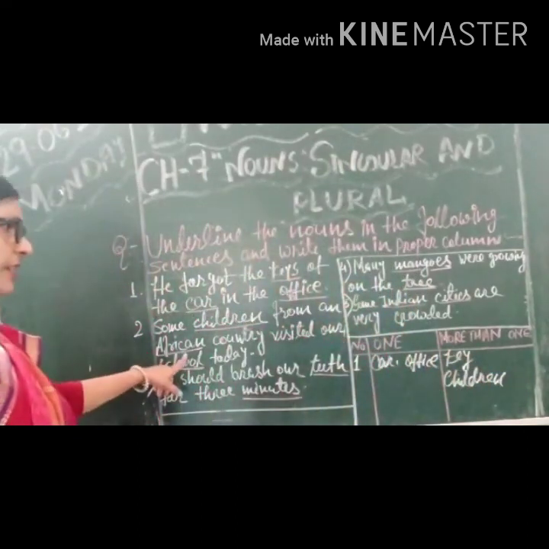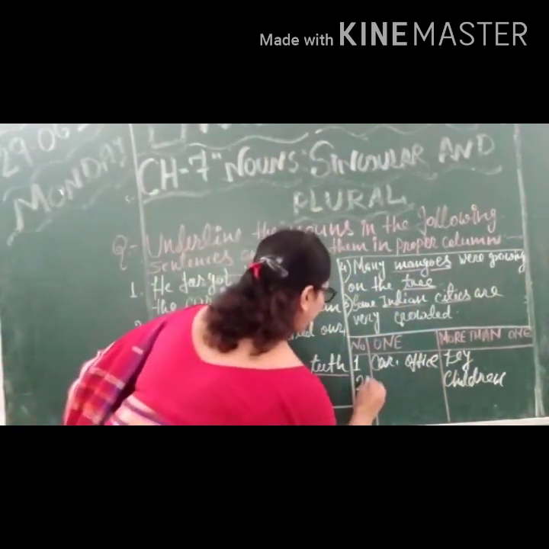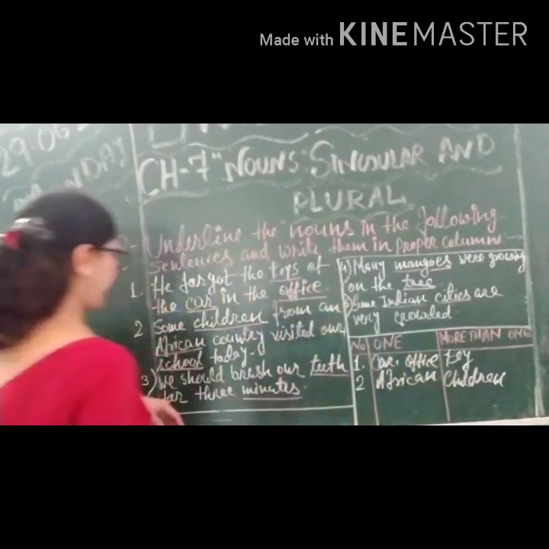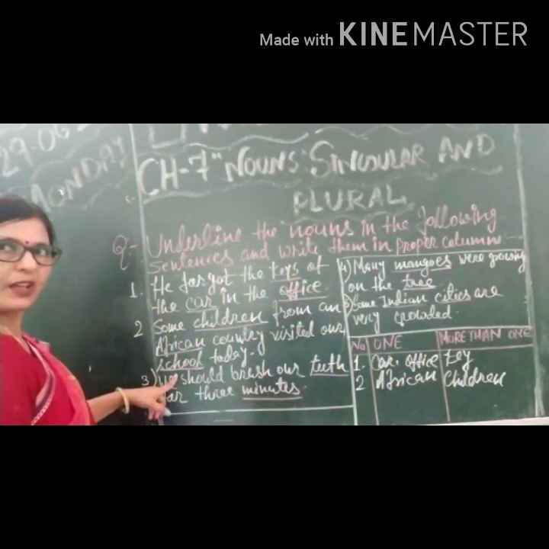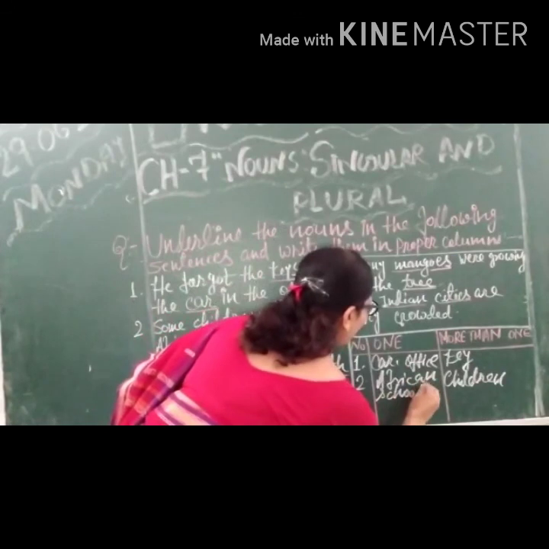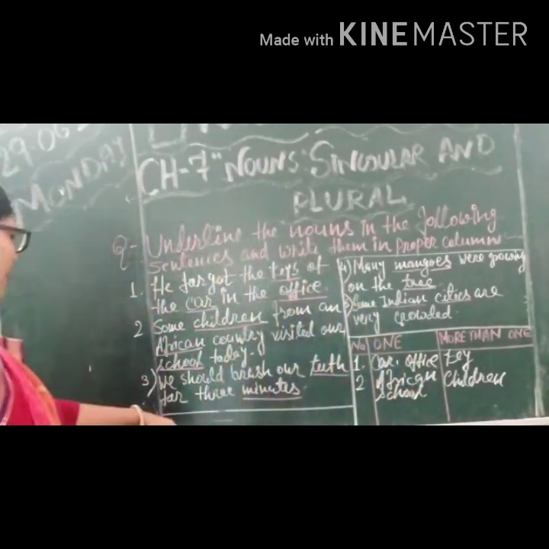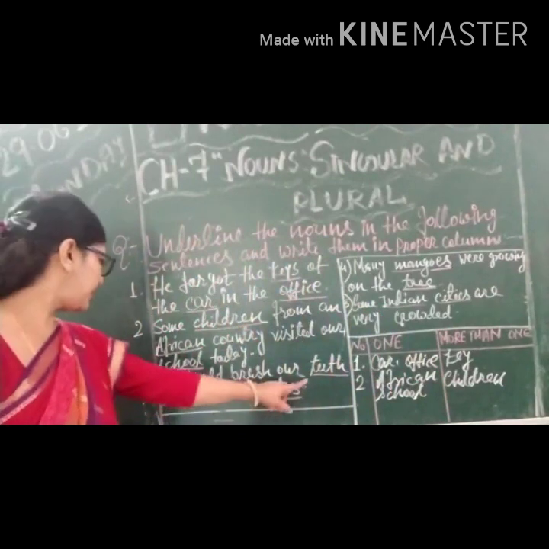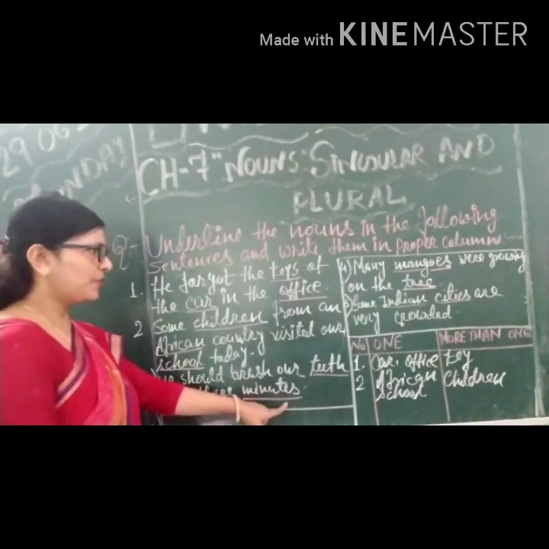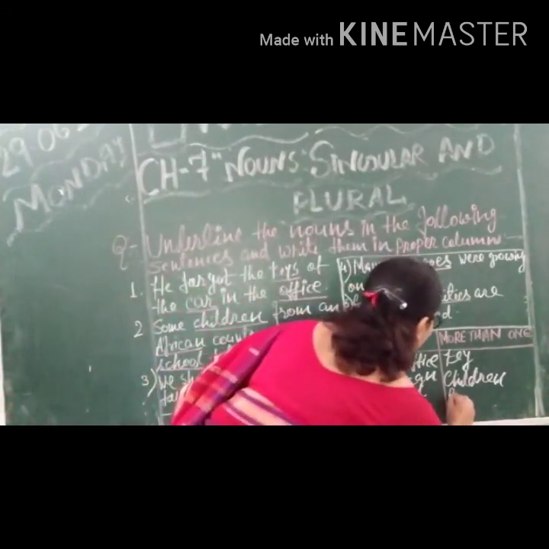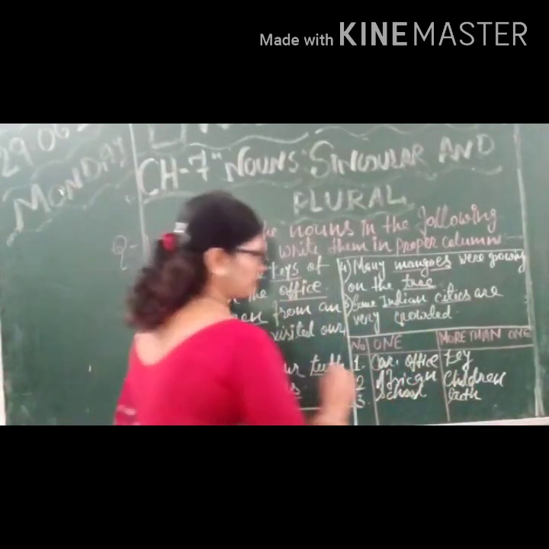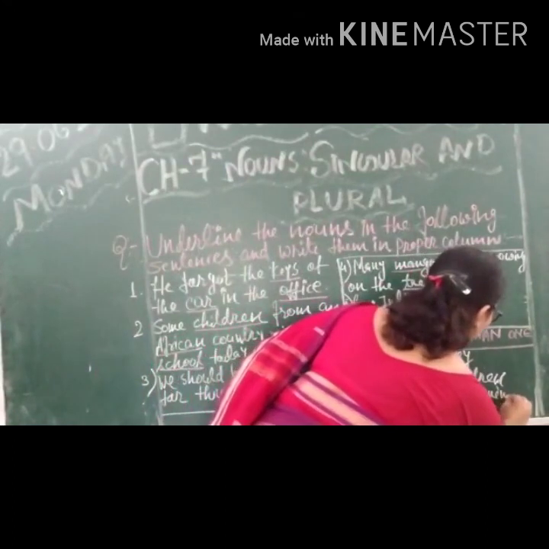Then African is known as a singular noun. So here we will write African. And school, this is also a singular noun. So here we will write school also in the proper column. Now for the third question children, teeth and minutes. Both are in plural form. So we must write them in more than 1: teeth and minutes.